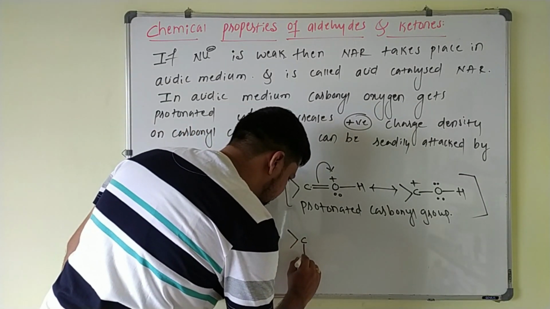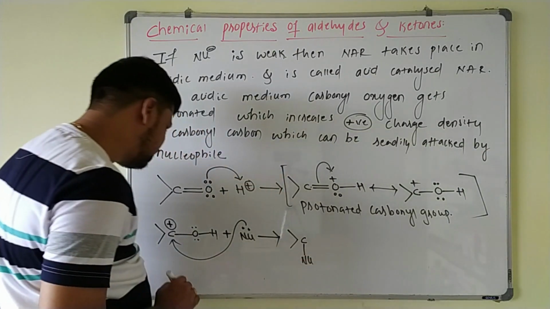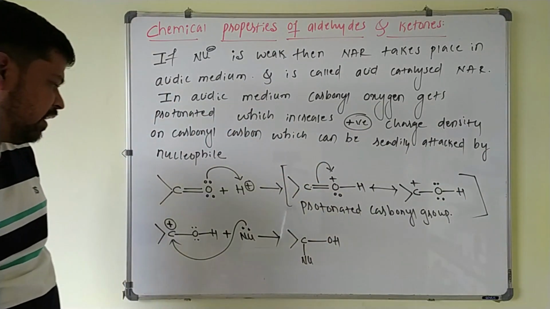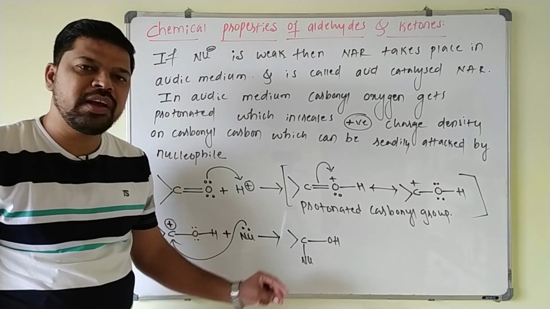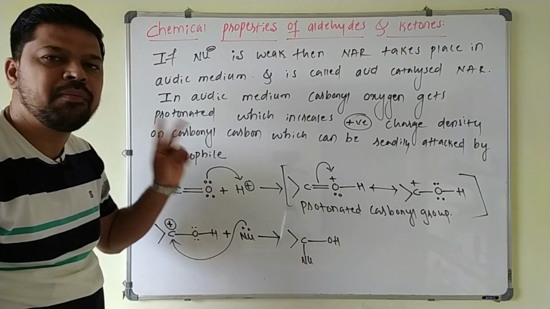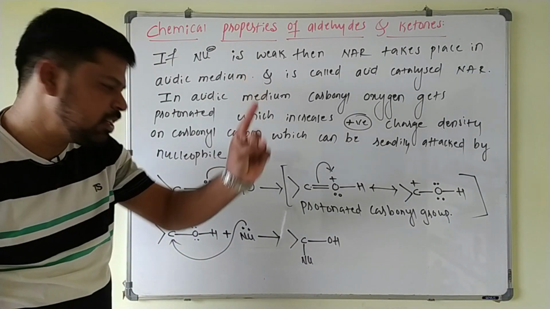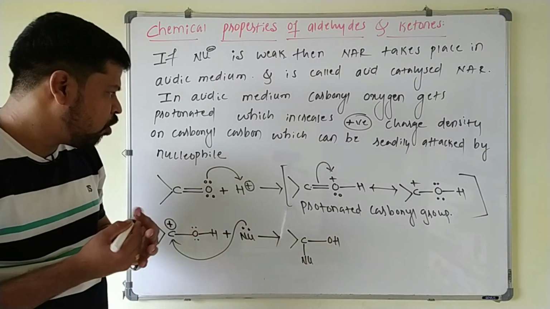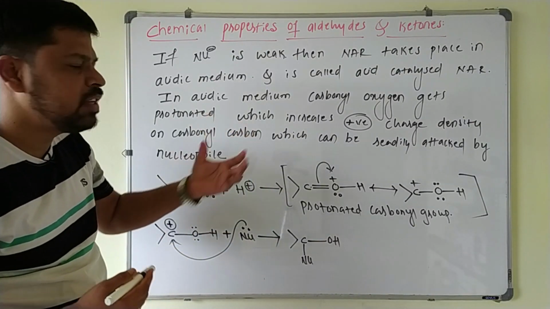So this is your nucleophile attached to the carbon. Now this will be OH. So in case of weak nucleophile, keep in mind, always it will attack the protonated carbonyl carbon only, where the positive charge density on the carbon is increased by using the acidic medium. I hope you understood this purpose of using acidic medium.